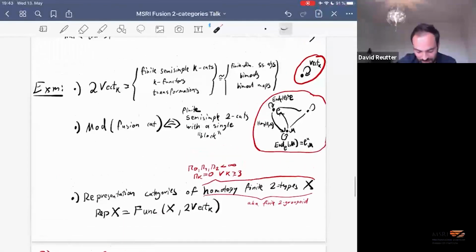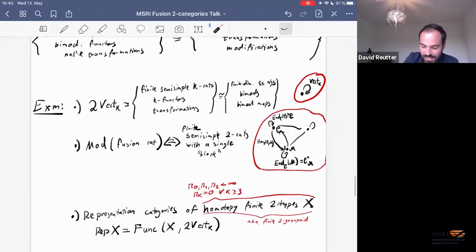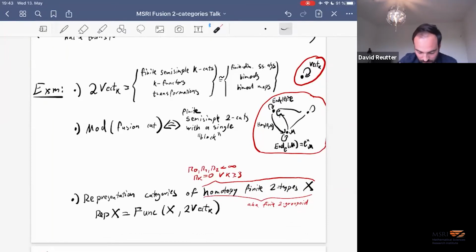So let's first look at the definition of a fusion 2 category, right? Because I am later going to look at these as a fusion 2 category.